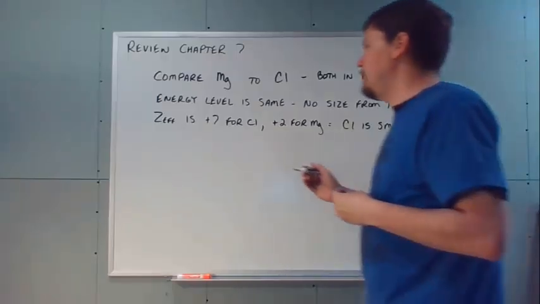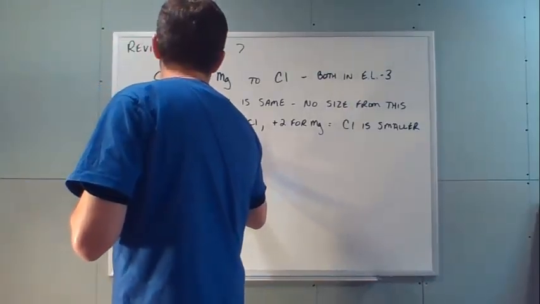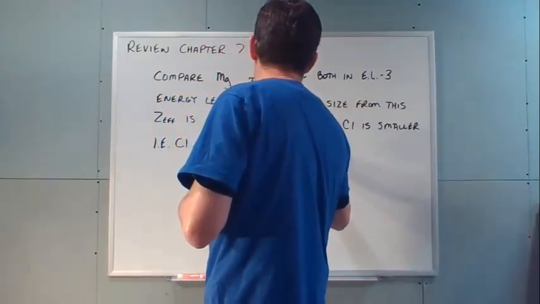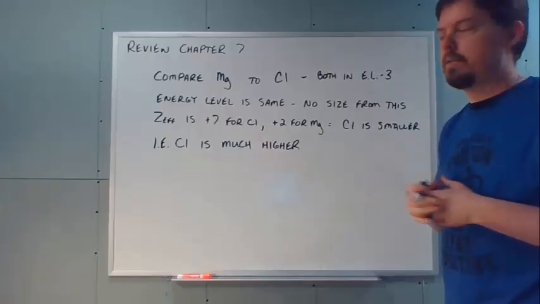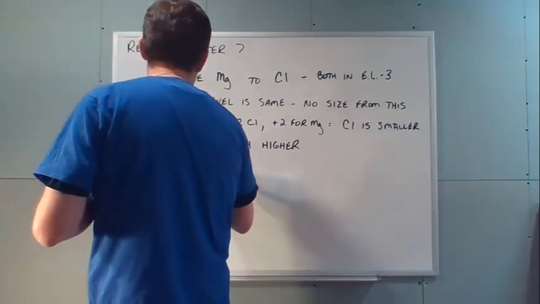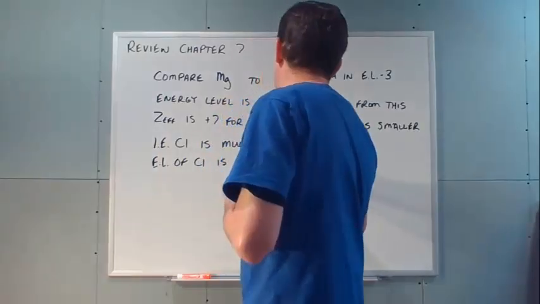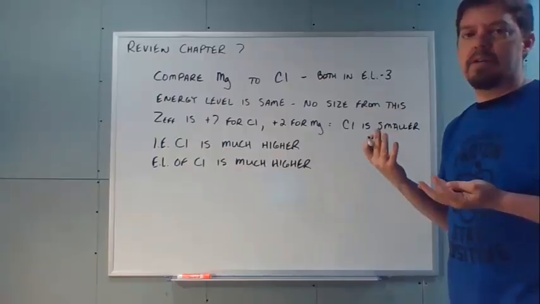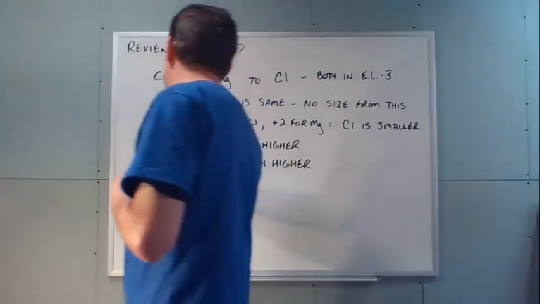All right, so what does that mean? It means that the ionization energy of chlorine is much higher, which means chlorine is less likely to lose electrons than magnesium would. It means that the electronegativity of chlorine is much higher, which means chlorine's the one that's more likely to gain electrons when it's sharing them with something else in a covalent bond.